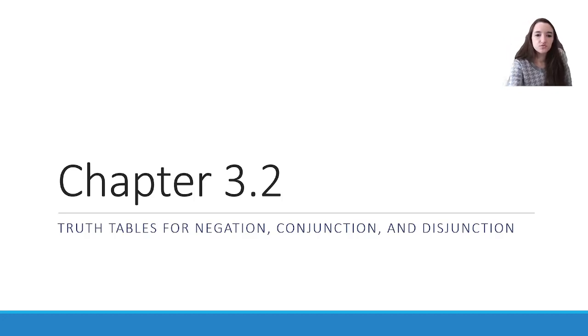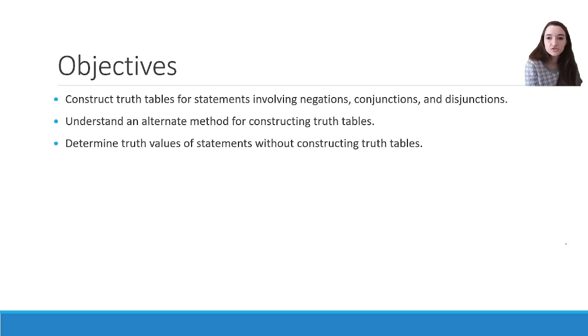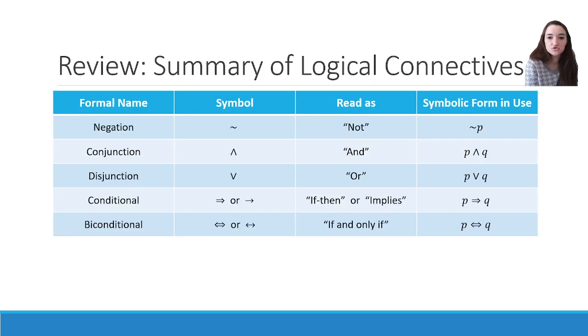Chapter 3.2, Truth Tables for Negation, Conjunction, and Disjunction. So in this chapter, we're going to get into something called truth tables. This is where we're going to take our symbolic logic, which we will see, here's a summary, again, of all of our connectives that we've learned.